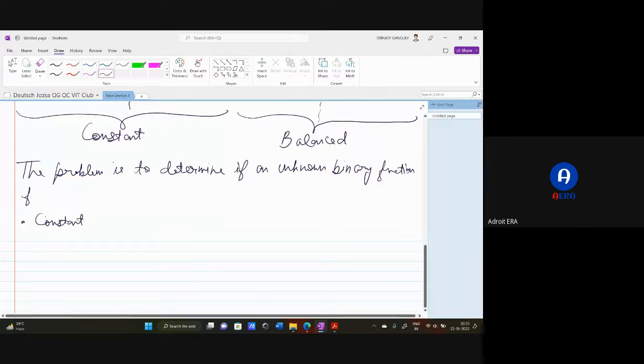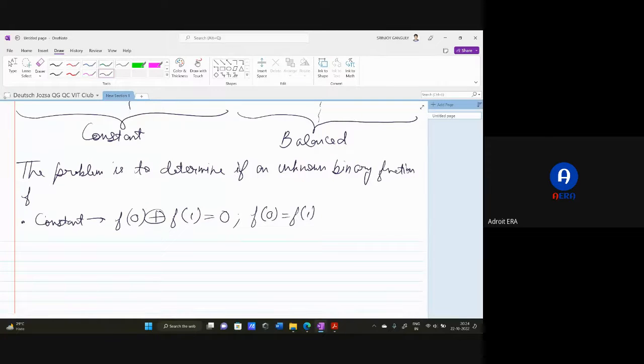For the constant, you have f of 0, let's say 0 input is given, XORed with f of 1, let's say 1 input is given. If it turns out to be 0, that means it turns out to be constant. Okay, this is in the XOR way of writing. That means f of 0 is equal to f of 1, right? That means the outputs are constant. Whatever you give as input, you get the same result when you change the input also. That's what we saw in the table above.